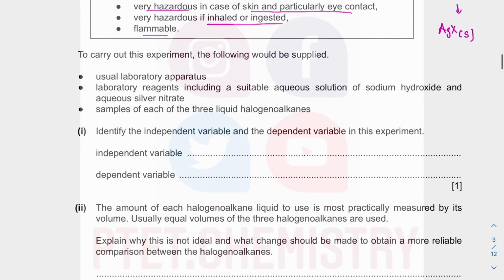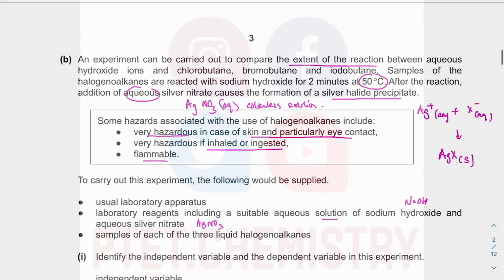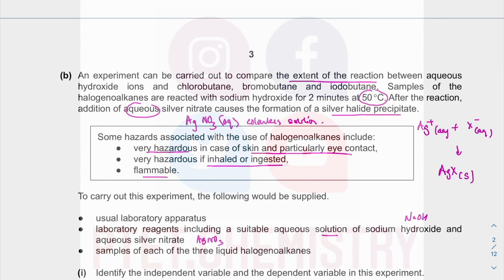So to carry out this experiment, you have apparatus, you have reagents, including solution of sodium hydroxide and silver nitrate. You have a sample of these 3 different liquid halogenoalkanes. So what are you going to change and what are you going to measure? Okay, so we are trying to get the formation of the silver halide precipitate. We want to see how fast it takes for the silver halide precipitate to form as well, right?